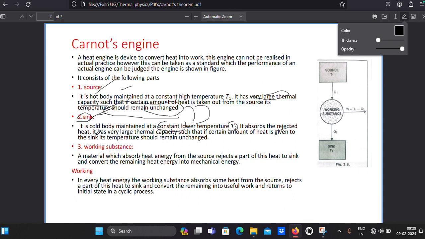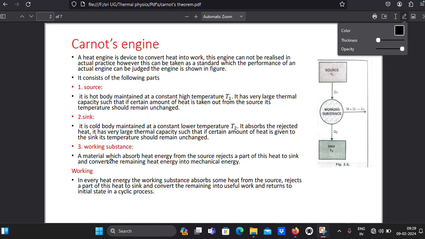It also has a very large thermal capacity, such that if a certain amount of heat is given to the sink, its temperature remains constant. That means if anyone gives heat to it or takes heat energy from it, its temperature does not change.